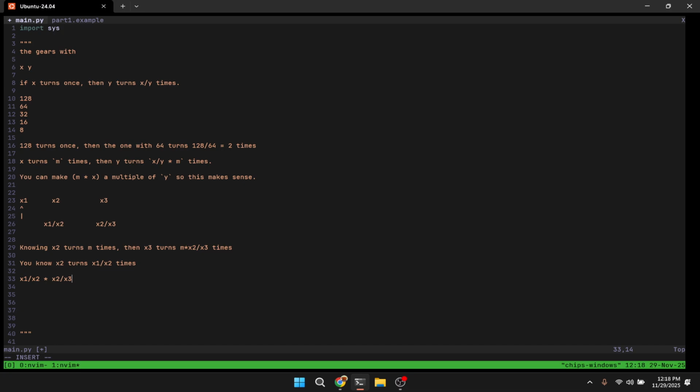Let me just write this on paper so I can see the simplification. So you do x1 divided by x2 times x2 divided by x3 times x3 divided by x4 times x4 divided by x5 and so on. So I guess these things just simplify. So you do the first one times the last one. It doesn't matter. It's like a chain, and it doesn't matter how many times you go through the chain.